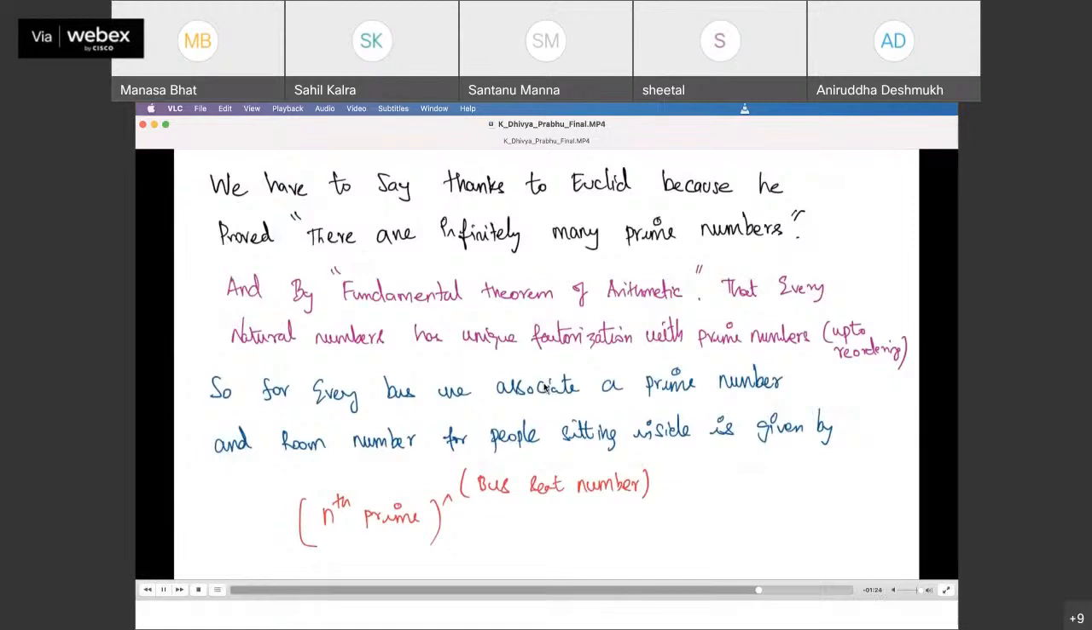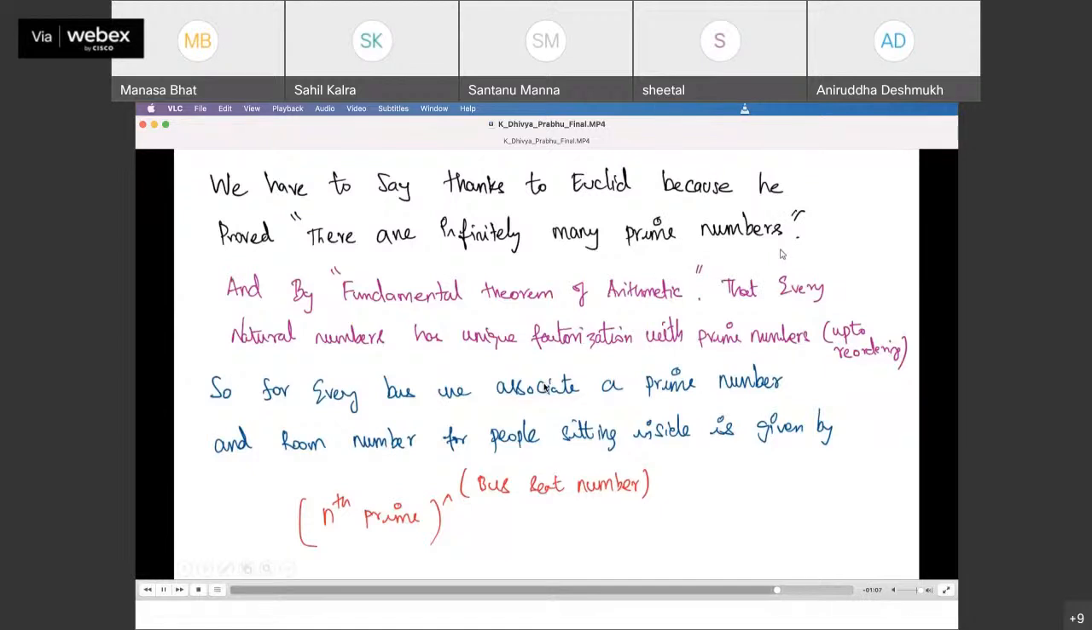But in this resolution, we have to thank one person, whose name is Euclid, because he proved that there are infinitely many primes. Because of that reason only, for every bus, we can associate a prime number. So we use this theorem.